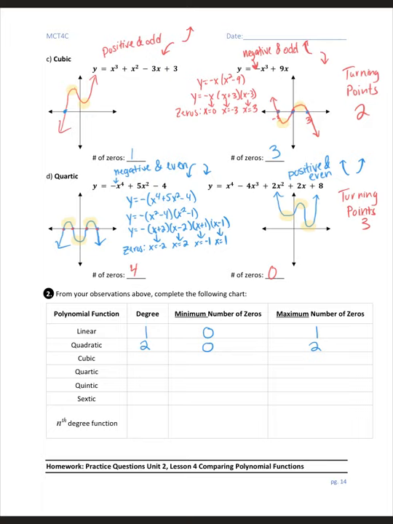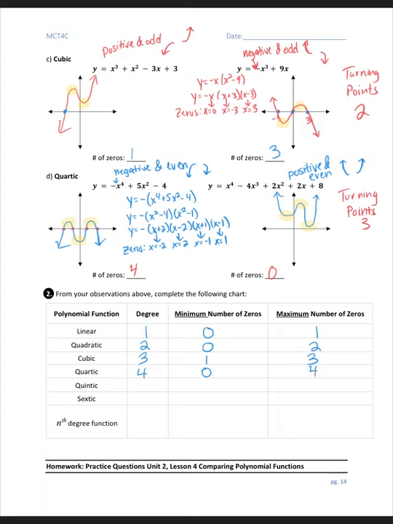If we look at our cubic function on this page, we can see that in one graph, it's a degree of 3. In one of our graphs, we only got 1 zero, so we would say that's the minimum number of zeros we could get. And the highest number of zeros we could get, we saw in the other graph, we got 3. Right? Our quartic is a degree of 4, and again, one of the graphs had a minimum number of zeros of 0, and the maximum number was 4.